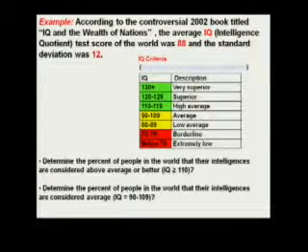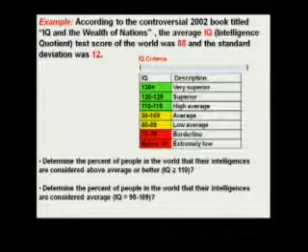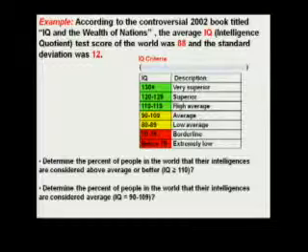The findings said that 88 is the average score of the IQ worldwide, and 12 is the standard deviation. Now, the question here is to determine the percent of people in the world whose intelligence is considered above average or better. That's IQ greater than or equal to 110. The second question is to determine the percent of people in the world whose intelligence is considered average, meaning 90 to 109.